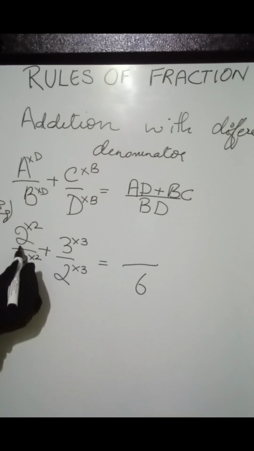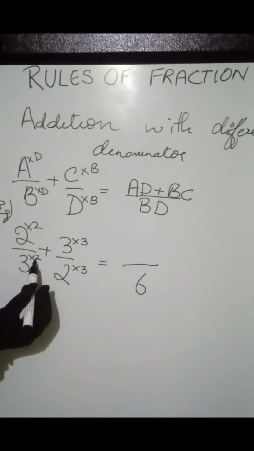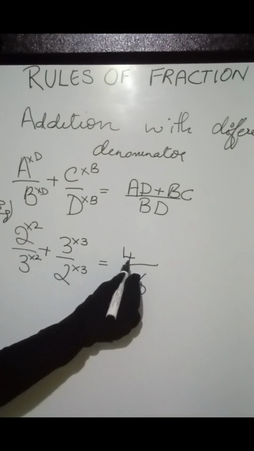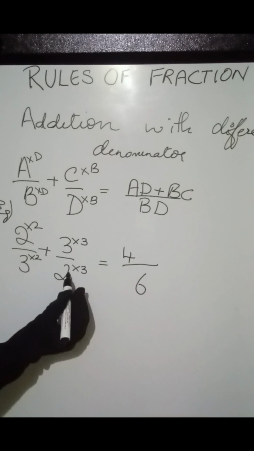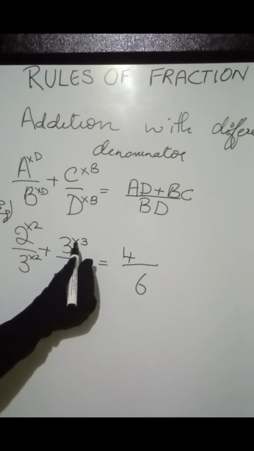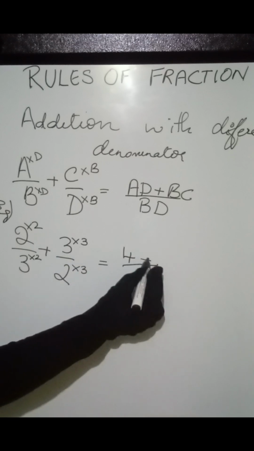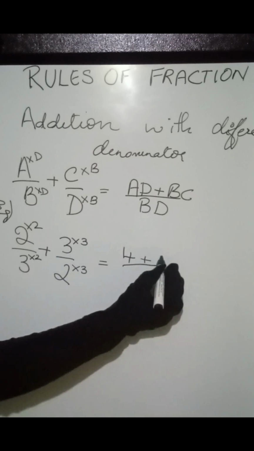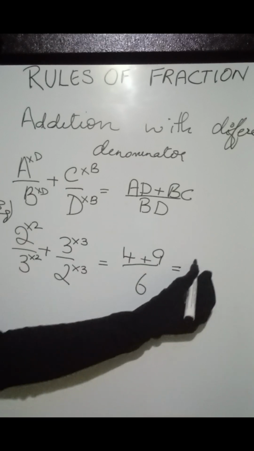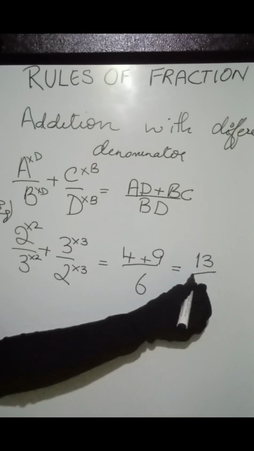Here on the numerator, since you multiplied 3 in the denominator with 2, you will have 2 into 2 which is 4. And here, since you multiplied 2 into 3, the same 3 you are going to multiply on the numerator. So this will be plus 3 into 3, 9. Alright, so this will be equal to 13 by 6.